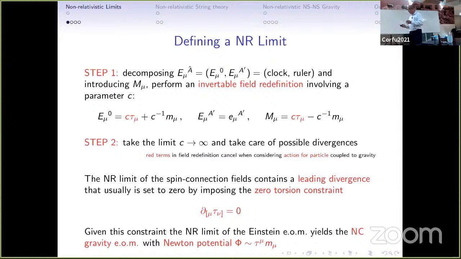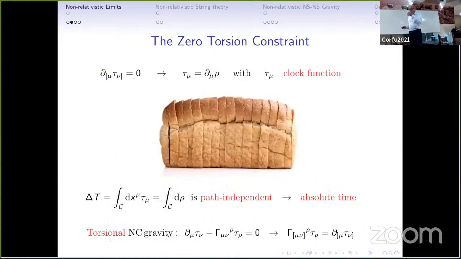I'll be short with this, because Jan already did it, but the reason people like this torsion constraint is because it gives you the foliation of space-time. If you see space-time as a loaf of bread, then it's foliated, so every slice of bread has all events at a given time. If you have an observer going from one slice of bread to another, tau is the clock, but since tau is closed, if you integrate over the clock, you get a total derivative, so it only depends on the boundary terms. It depends only on which slice of bread you went from and to, but is independent of the path. That's what we call absolute time.